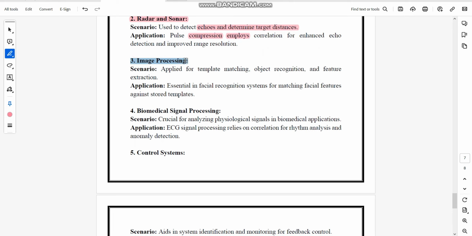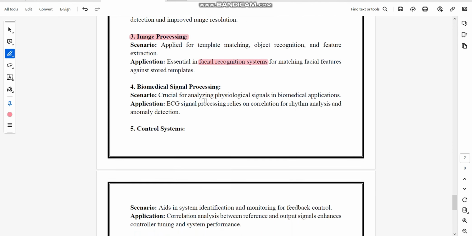Then comes image processing. In image processing, signal correlation is applied for template matching, object recognition, and feature extraction. The applications involve facial recognition systems for matching facial features against stored templates.